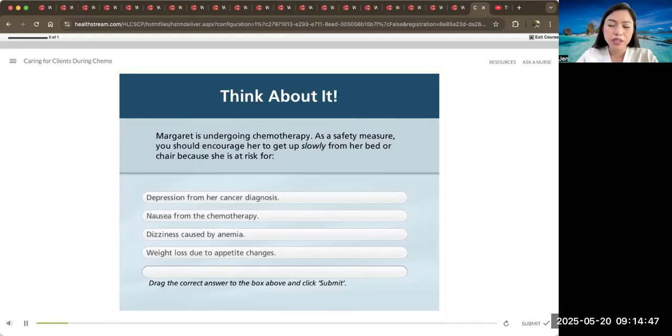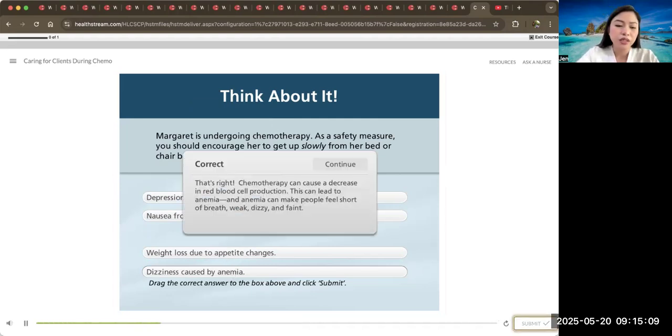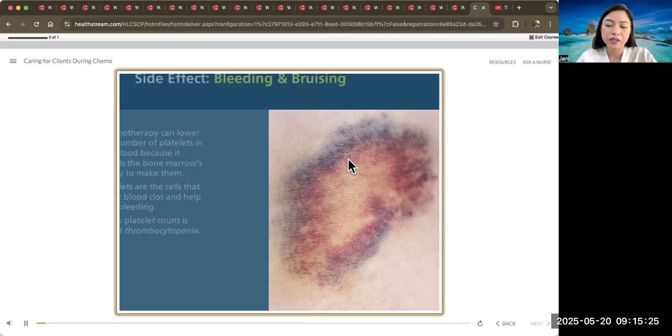Think about it. Margaret is undergoing chemotherapy. As a safety measure, you should encourage her to get up slowly from her bed or chair because she is at risk for dizziness. Yeah, one of my patients actually complained of dizziness after receiving chemotherapy. So this is because of the side effect, which is anemia. That's right. Chemotherapy can cause a decrease in red blood cell production. This can lead to anemia, and anemia can make people feel short of breath, weak, dizzy, and faint.